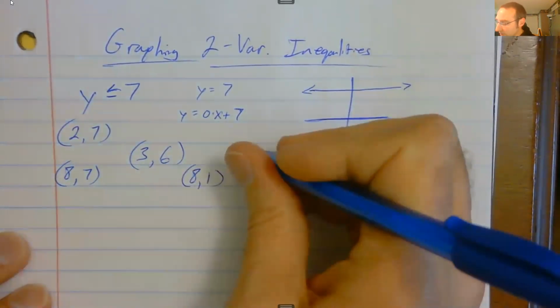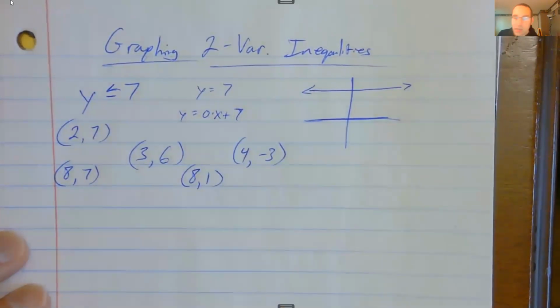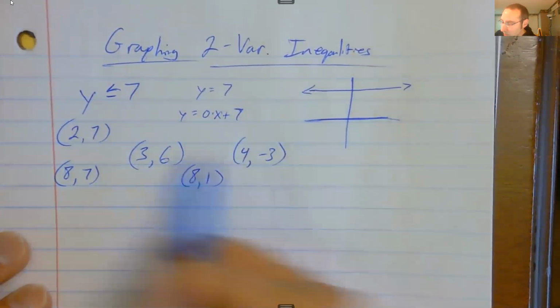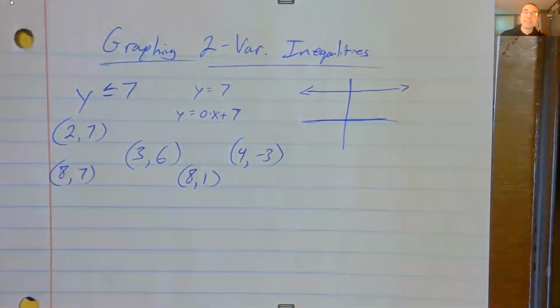And hopefully you can start to see that it's very easy to come up with lots and lots of points where my y value is something that's less than or equal to 7. Well, how do I show that? That's the big question. How do I show all of these points that I could start thinking of where the y value is less than or equal to 7?